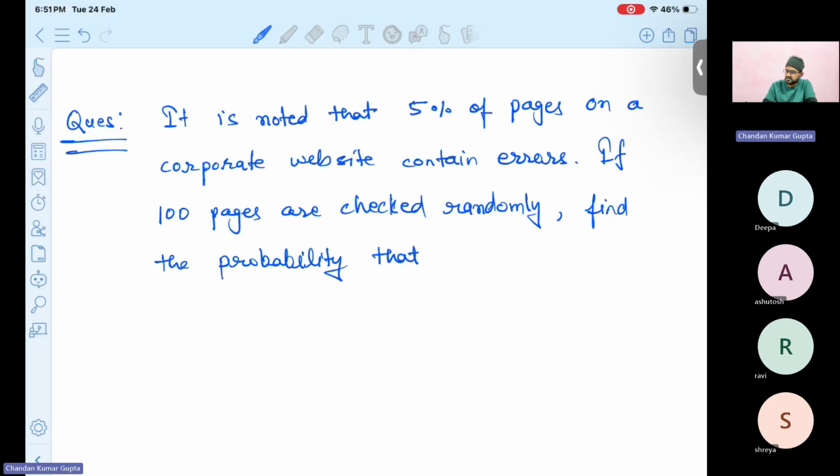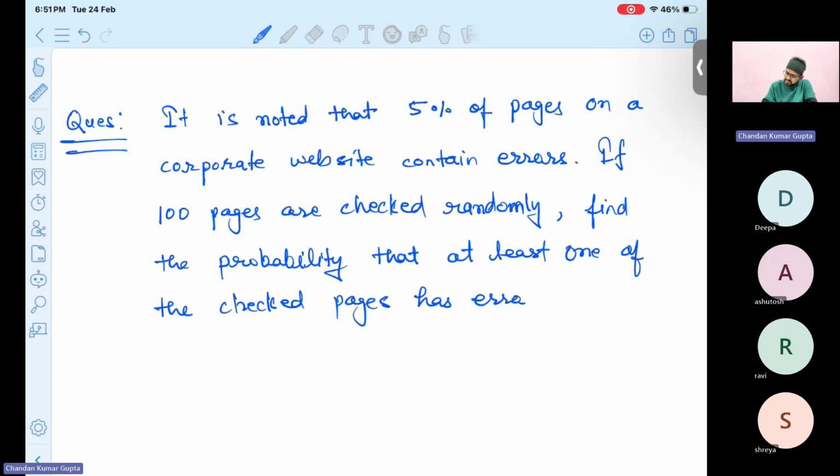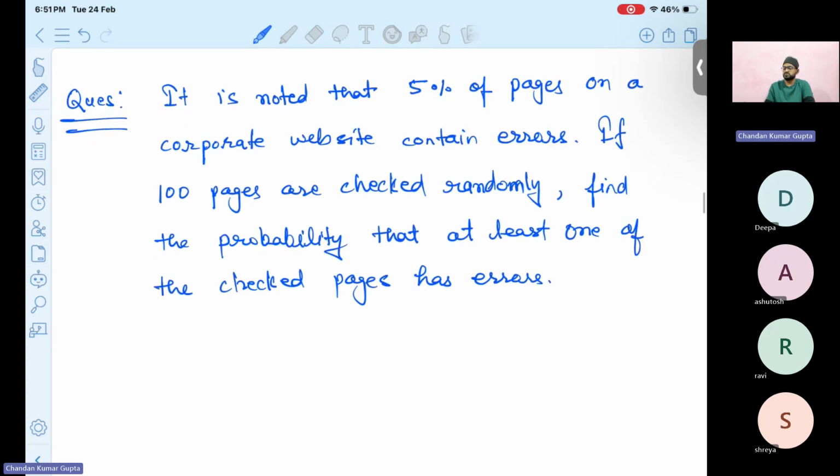That at least one of the checked pages has errors. Okay, so this is the question. 5% of the pages on a corporate website contain errors. If 100 pages are checked randomly, find the probability that at least one of the checked pages has error.